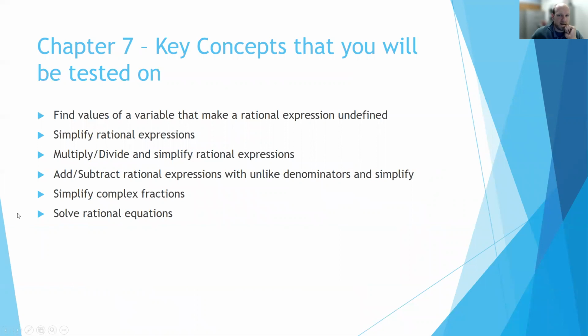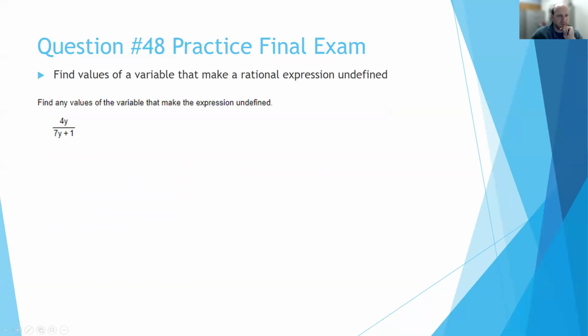All right, chapter 7. So here are some key concepts that you'll need to know. Again, you'll have one or more questions on all of those on the final. But let's do an example of finding values of a variable that make a rational expression undefined. So find any values of the variable here, and the variable is y, that make this expression undefined. Well, when is an expression undefined? When it's a rational expression, right? Well, it's undefined when your denominator is 0, right?